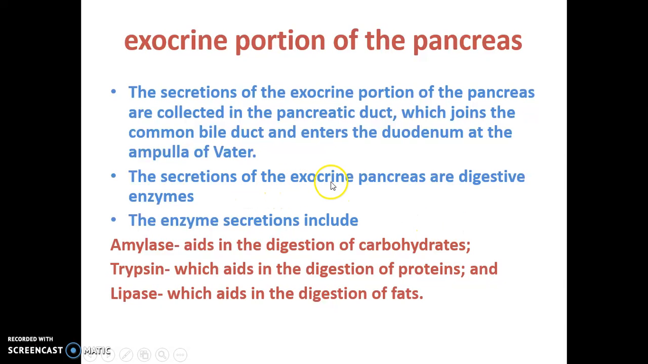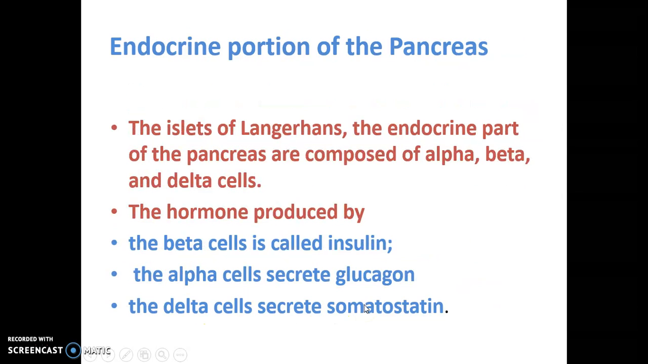What are these enzymes? The secretions of the exocrine pancreas are digestive enzymes. You can see amylase, trypsin, and lipase. Amylase helps in the digestion of carbohydrates, trypsin helps in the digestion of protein, and lipase helps in the digestion of fats.